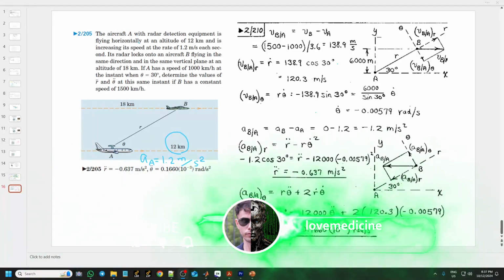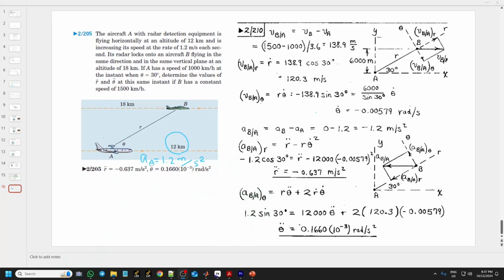The aircraft A with radar detection equipment is flying horizontally. So this is flying horizontally, this airplane, at an altitude of 12 kilometers. It means that 12 kilometers is the distance from here to the Earth. This is the Earth, I just put E here. And this is 12 kilometers.